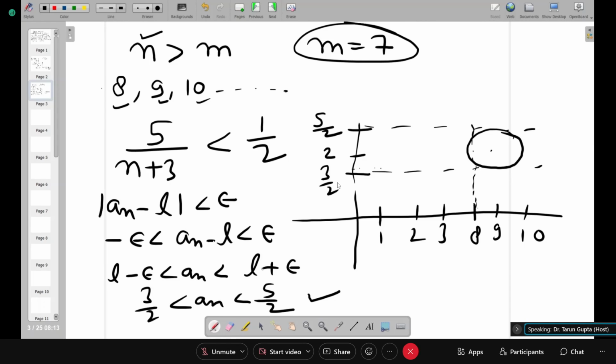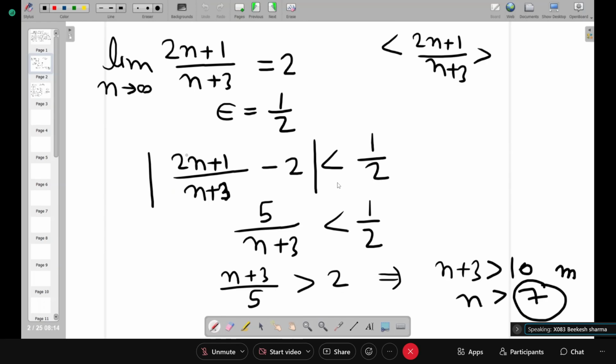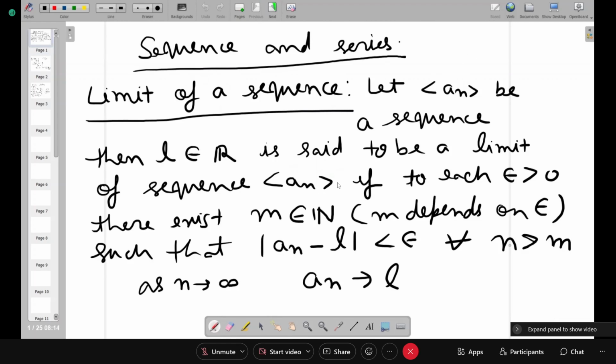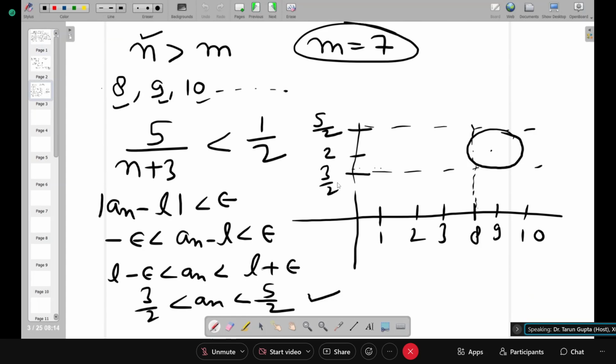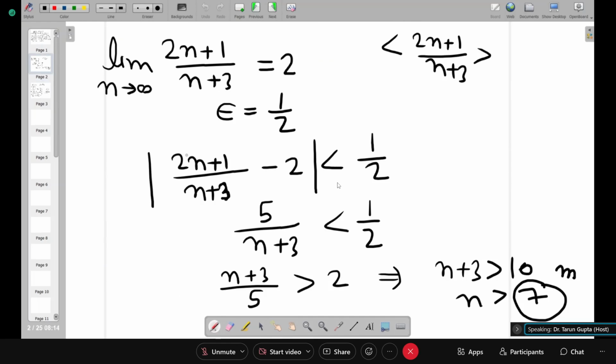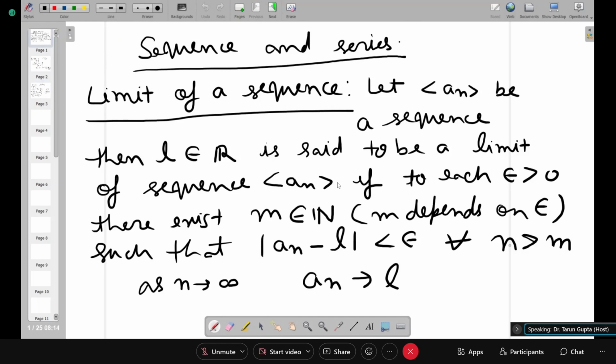Sir, in the definition there is n greater than or equal to m, but here it is n greater than m only. Yes, here in the definition n is greater than m. Okay, so here m is 7. Here m is a fixed value. Okay. So n is variable. So n is greater than m.